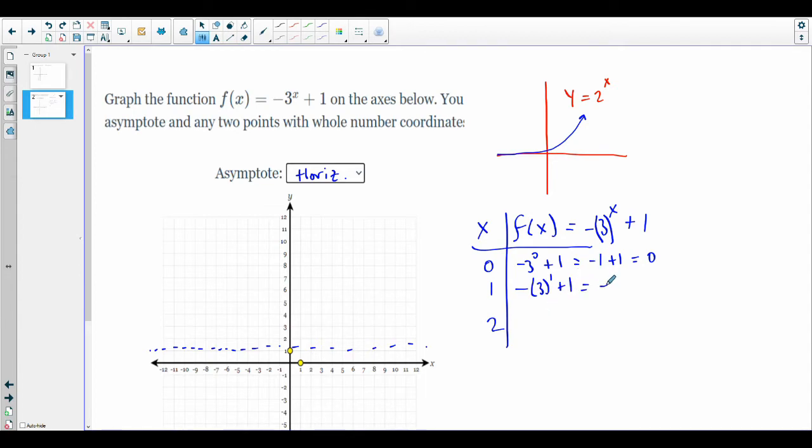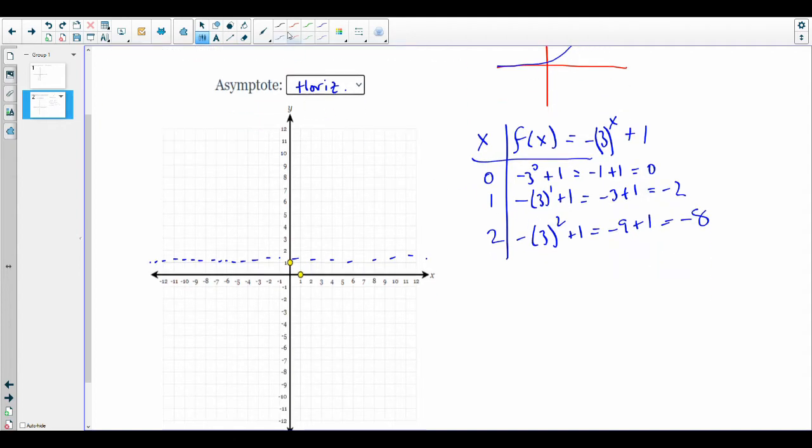Well, 3 to the 1 is 3, so I have -3 plus 1, which is -2. We'll do it one more time. -3 squared plus 1. So I have 3 squared is 9, so -9 plus 1, -8. So we can plot a couple points. So we'll have 0, 0, 1, -2, and 2, -8.